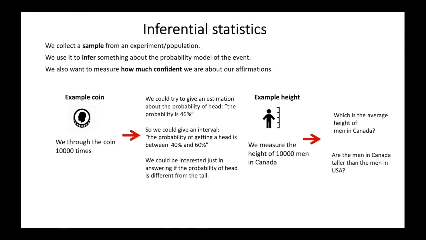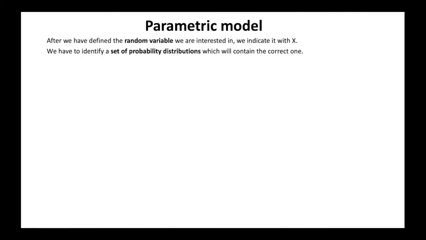To give all these answers, we will use the technique of parametric statistics, and the first thing we have to do is to define a parametric model for our event. This will be the focus of today's video. The idea is that, after we have defined the random variable we are interested in, that is a numeric quantity coming from the experiment, we have to restrict the search of its distribution function to a particular subset. We should be able to give a formula of the distribution that depends on just one unknown parameter.